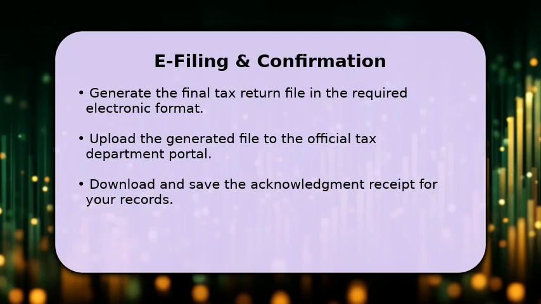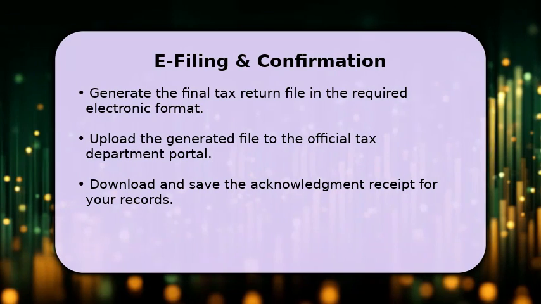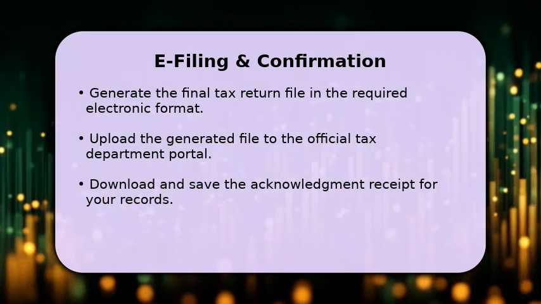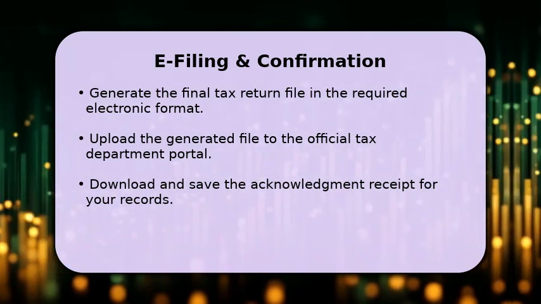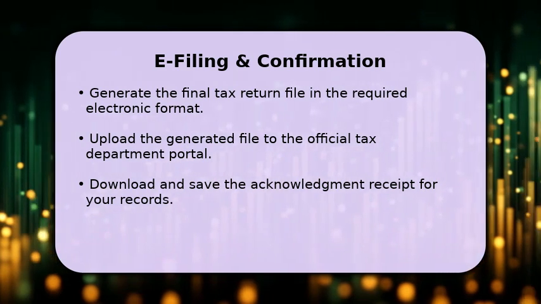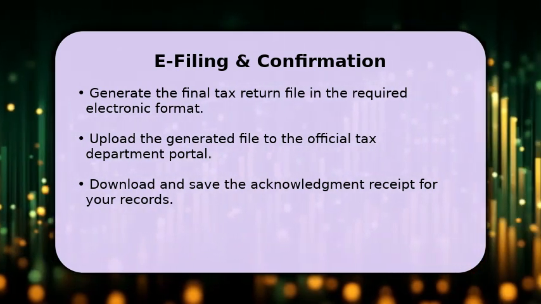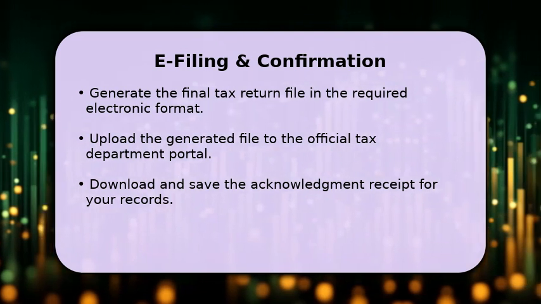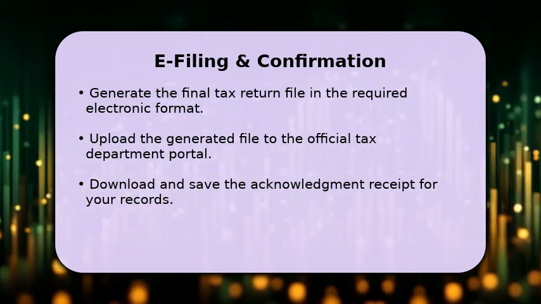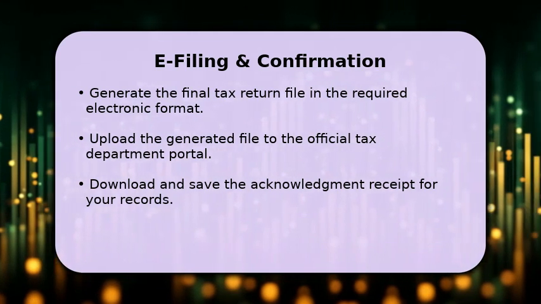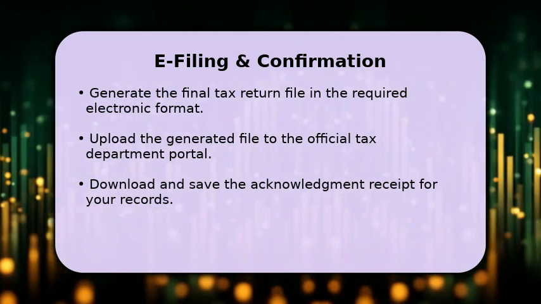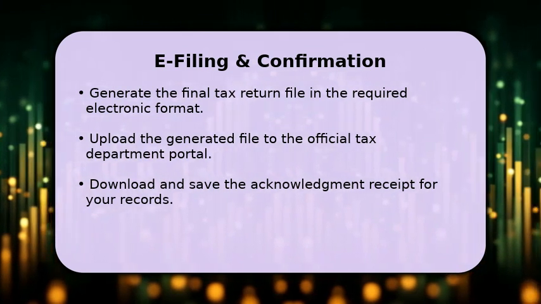The final step involves e-filing your return and obtaining confirmation. Generate the final tax return file in the specific electronic format required by the tax authorities. Then, upload this file to the official tax department portal. Once successfully submitted, download and securely save your acknowledgement receipt, which serves as proof of your filing. This completes your income tax return process.